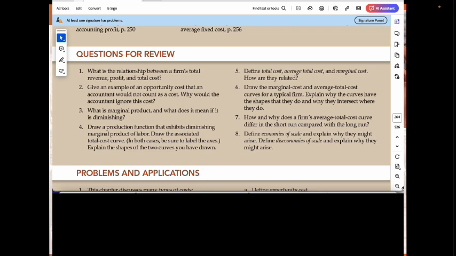Besides this, you should be able to define what total costs are, what average costs are, and what marginal costs are, and how they are related. You should be able to draw the marginal cost curves and the average total cost curves for a typical firm, because these cost curves are eventually going to be used by us when we discuss individual markets.